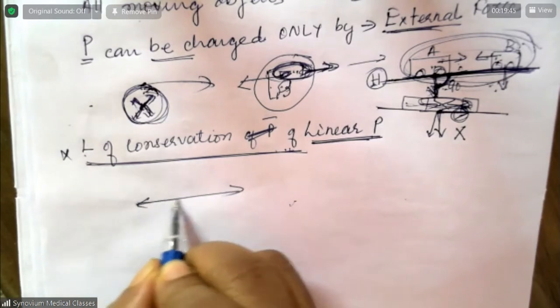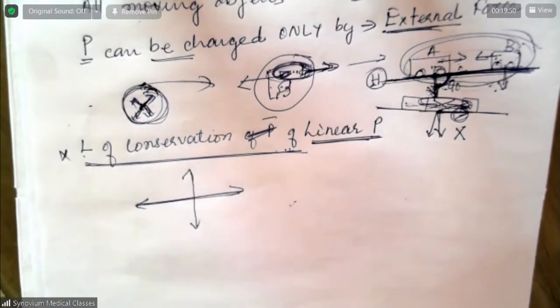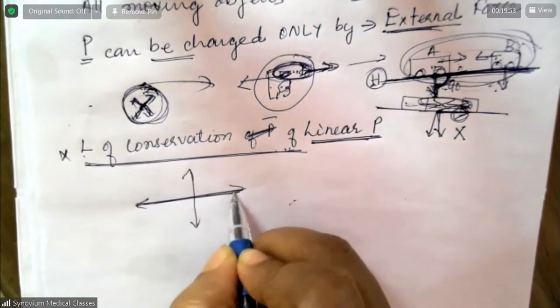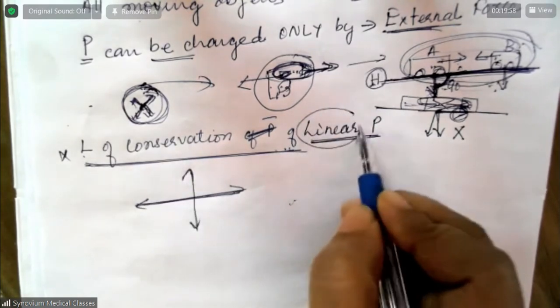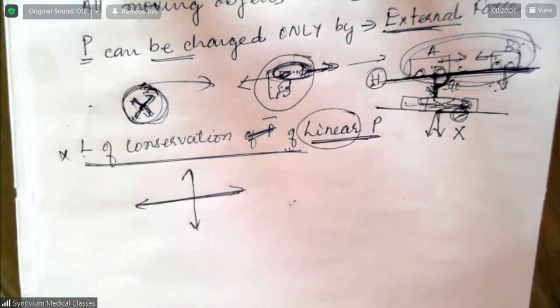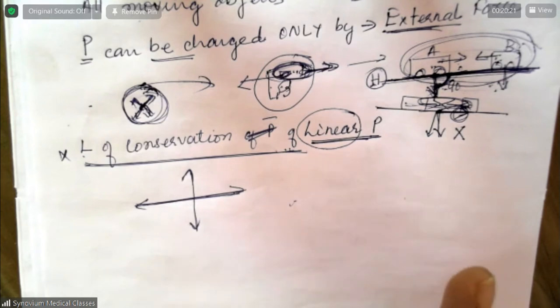Yes. If the momentum is conserved in this direction, it doesn't mean that momentum is conserved in this direction. This momentum has no part in this momentum. That is why this word linear is important. Momentum is conserved in one direction only. I will give you questions based on this, then you will understand. Then momentum is also conserved in explosion as well as collision.